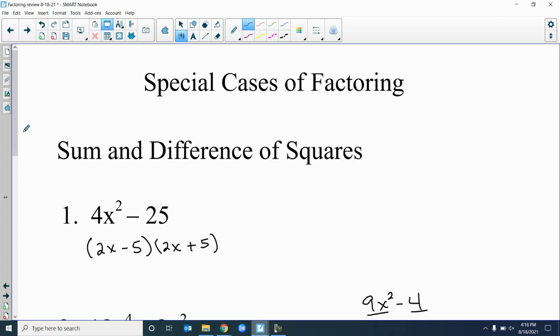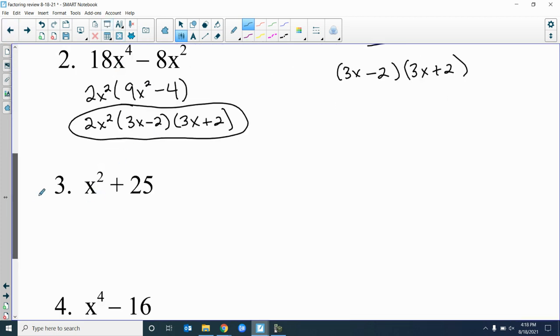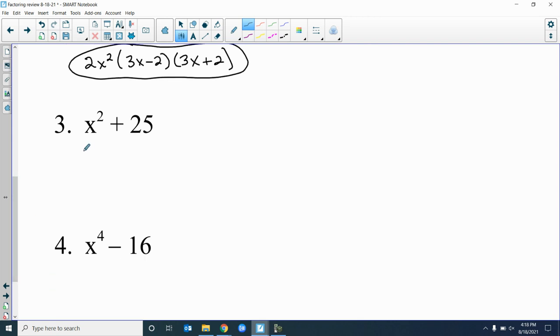Oh, hold on. Third one here, and I talked to a lot of you about this one. This one does not factor. If you have a sum, it will not factor with the two terms.